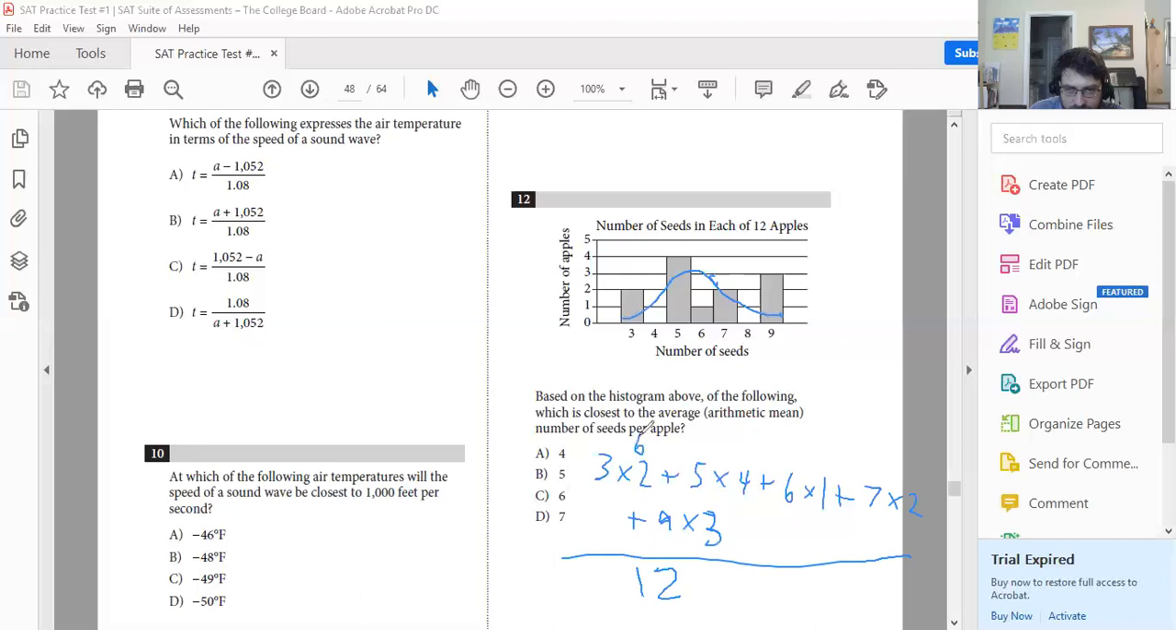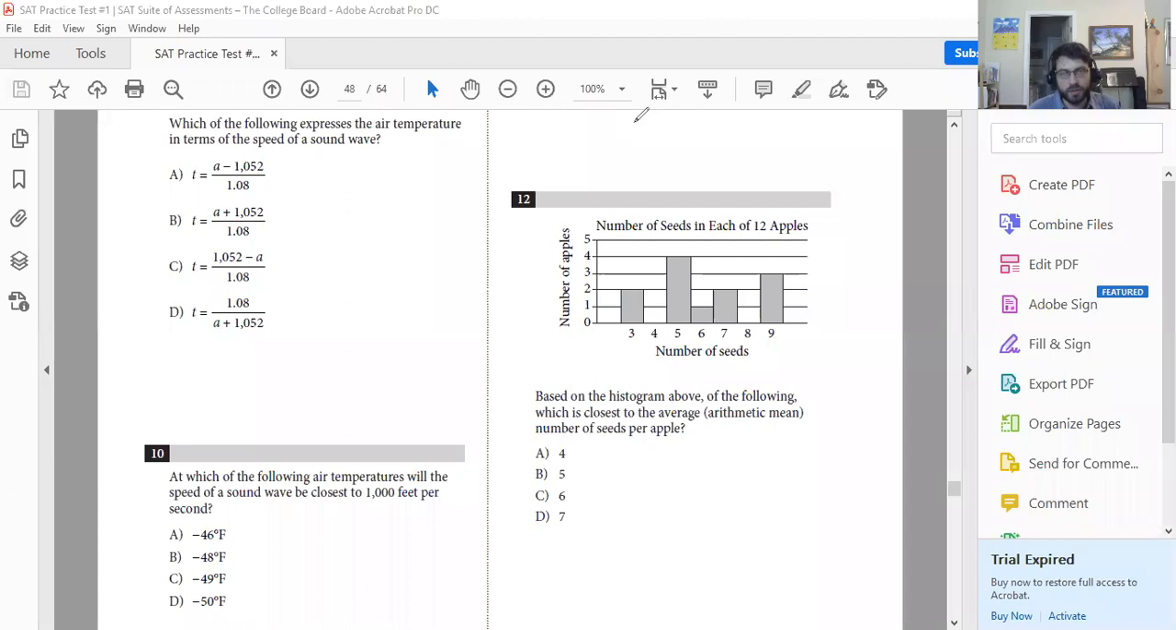So we have 6 plus 20 will be 26, plus another 6 will be 32, plus 14. 32 plus 14 is 46. And then we have 46 plus 27, 73. If I did that right, 73 divided by 12 is approximately 6. And let's clear that out. Go to our next problem.